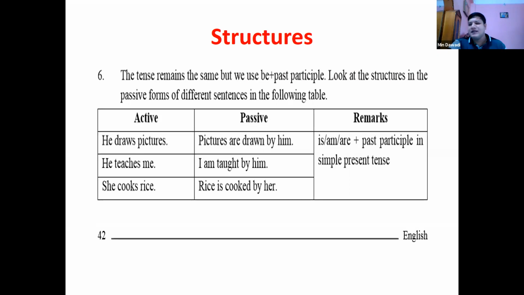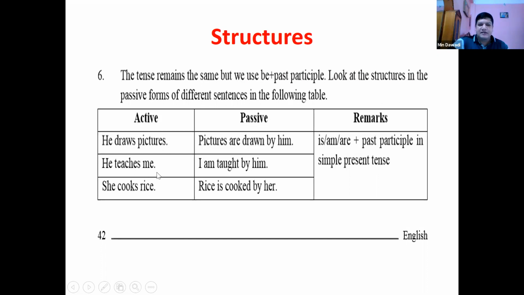So I want to remind you of how sentences can be changed from active to passive or passive to active. Just see on the screen. He draws pictures. This is active voice, in simple present tense. The passive voice is: pictures are drawn by him. So learn the rules of passive voice also. If you know the rules of passive voice, then you can change them back to active voice.